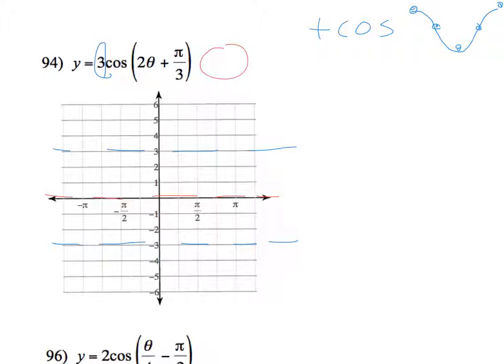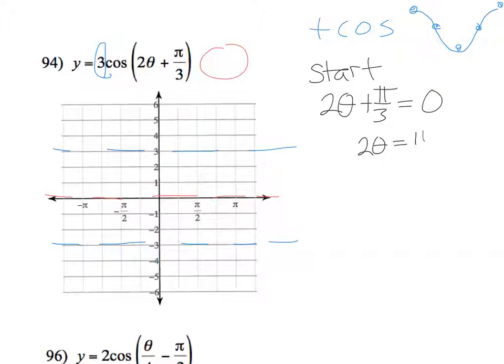Okay, first x value, my starting point. I take the inside, so 2 theta plus pi over 3, and set it equal to 0. I subtract pi over 3 from both sides, and I get negative pi over 3. I divide by 2, and I get negative pi over 6. That's my starting value. So negative pi over 6 is going to be somewhere like here, and at the top of the graph would have to be up here.